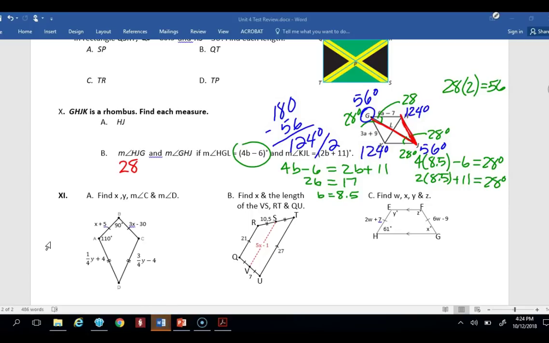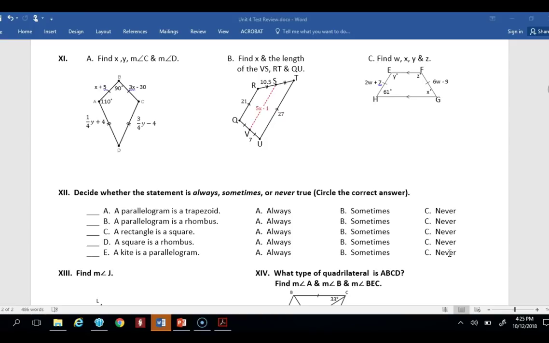And then GHJ. GHJ is this angle right here. So that's 124. So again, working through the drawing and getting everything right there first helps us to get the right answers when we write them down. Now we're on number 11.